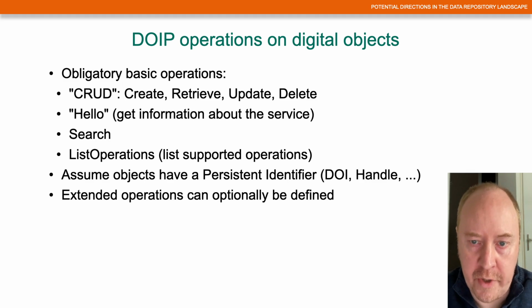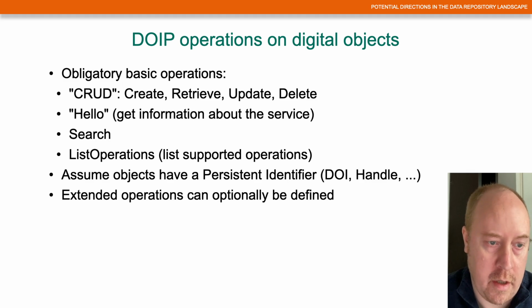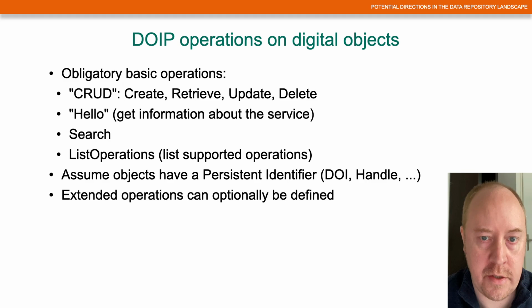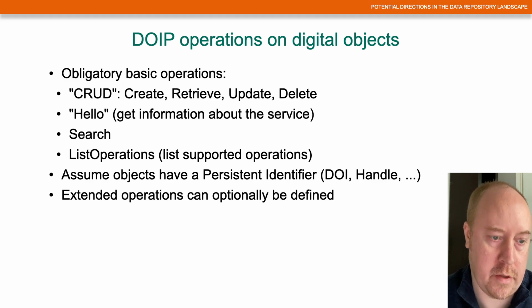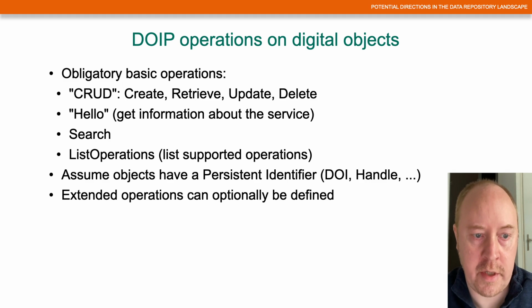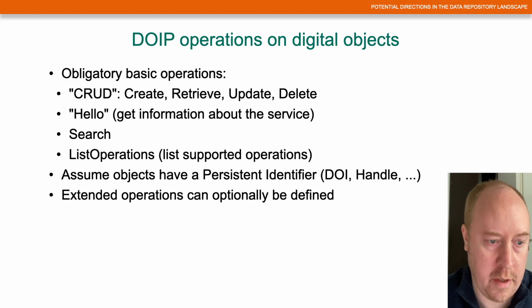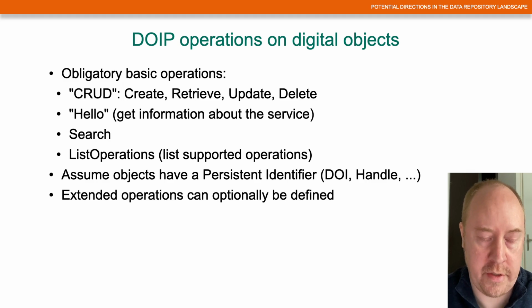Now, DOIP operations on digital objects. There are a number of obligatory operations that any system would have to support. So that's the typical CRUD type operations: create, retrieve, update, or delete a resource. There's also the hello operation to get information about the service that you're contacting. Search needs to be supported, and the list operation returns all the supported operations of the system.